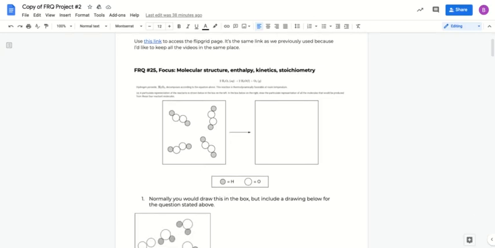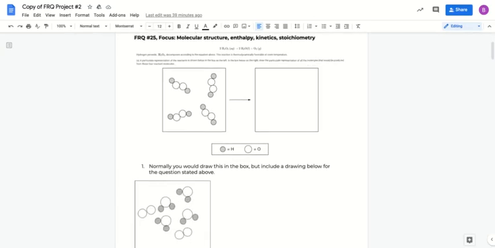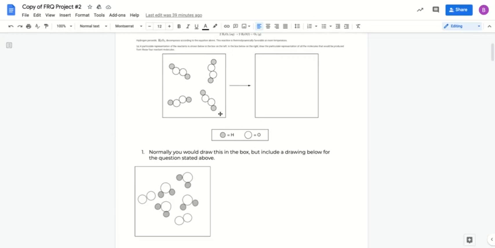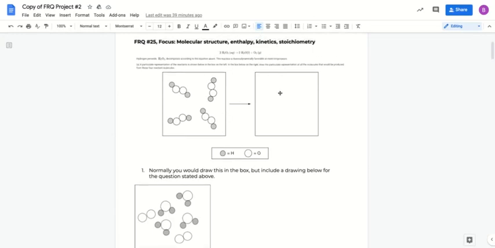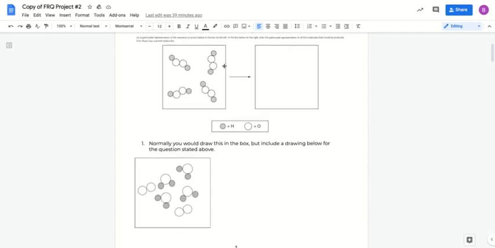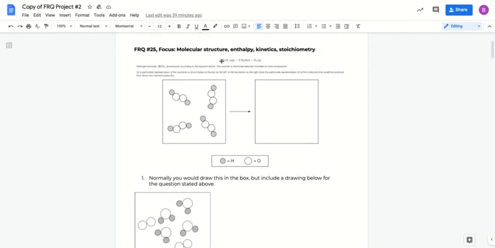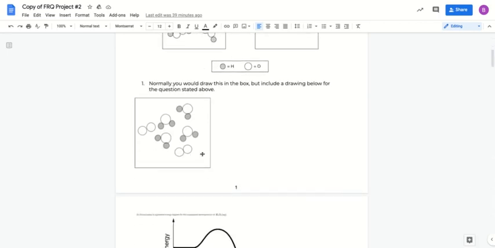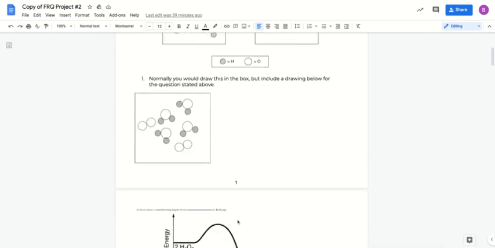Question number 20, FRQ question number 25. The first question asks us to fill in the second box of this reaction equation, and the first box has 4H2O2, so we use this equation: 2H2O2 creates 2H2O plus O2. If we multiply it all by 2 to make it match the first box, then we get 4H2O plus 2O2.